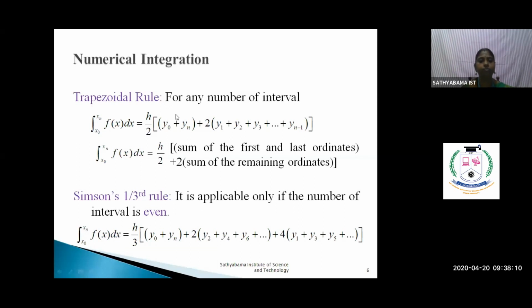And Simpson's 1/3 rule. So where can I use Simpson's 1/3 rule? Simpson's 1/3 rule is also applicable to evaluate the integral. Trapezoidal rule is also applicable to evaluate the integral. So where can I use Simpson's 1/3 rule? Simpson's 1/3 rule is applicable only if the number of intervals is even.